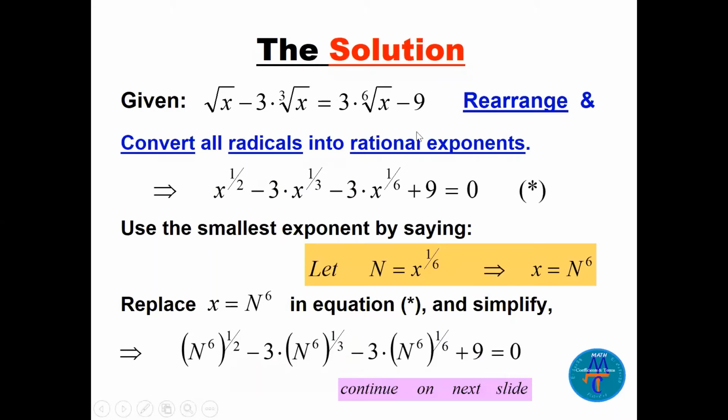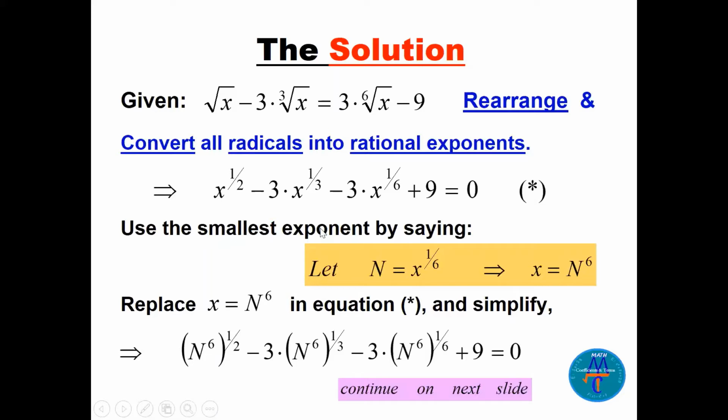Now let's rearrange the equation. Take -9 to the other side, and it becomes +9. This one is 3, this is -3. Change or convert all radicals into rational exponents. So square root of x becomes x to the power 1/2. This one becomes x to the power 1/3. This is x to the power 1/6. Let's call this equation star.